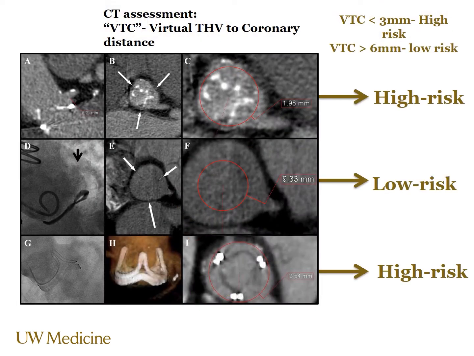Here you can see a number of different images demonstrating a high-risk situation where the VTC, or valve to coronary, is approximately 1.98 millimeters, or approximately 2 millimeters, which would be very, very tight and most probably cause obstruction. There's a low-risk case where you see very, very capacious sinuses and clearly no risk at all for an issue. And then you can see in the lower image where there's the potential with a 2.54 millimeter VTC and creating a high risk for coronary obstruction.